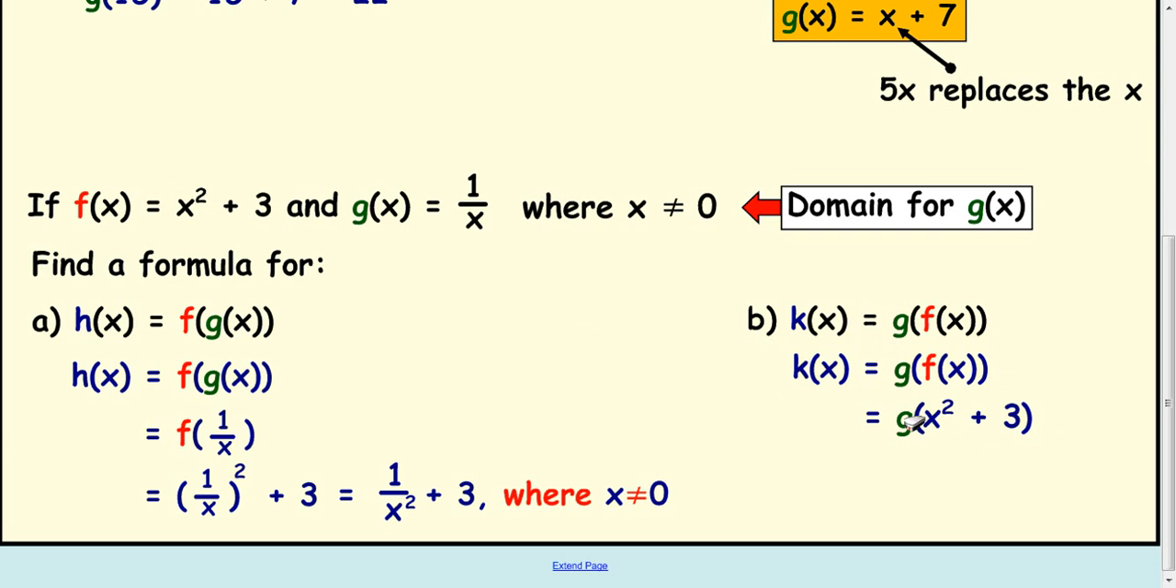So we're putting that inside the g function, so I look up here and I think, okay, I'm putting x squared plus 3 here. I'm replacing that x with x squared plus 3. So I'm going to end up with 1 over x squared plus 3.